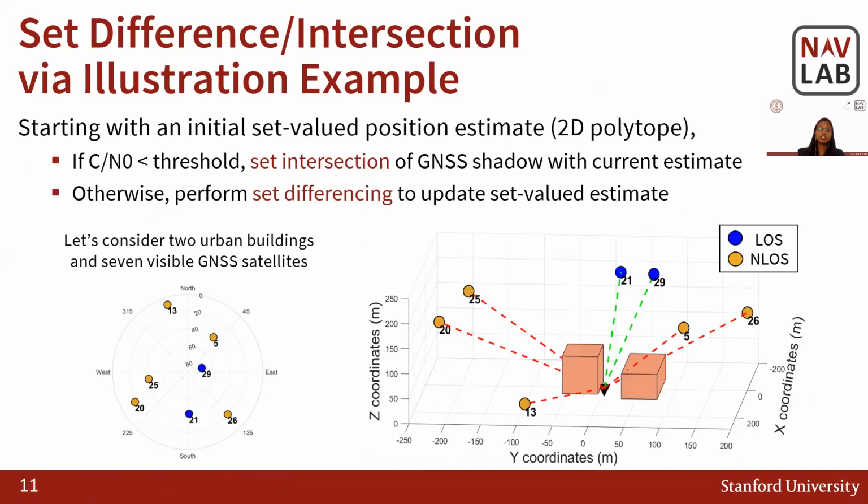After computing the GNSS shadow for each satellite-building pair, we start with an initial 2D set valued position estimate. For any GNSS satellite, if the CN0 value is less than the threshold, we perform set intersection of the GNSS shadow with the current set valued position estimate, and otherwise, when this condition fails, we perform set differencing. To illustrate this procedure, let's consider an example with 2 urban buildings and 7 GNSS satellites. Here, the blue circle marker indicates line of sight and the yellow circle marker indicates non-line of sight.